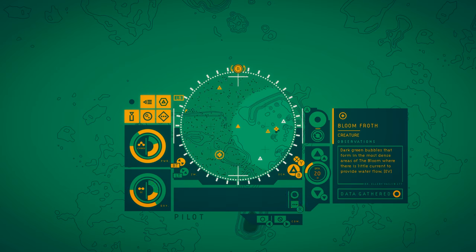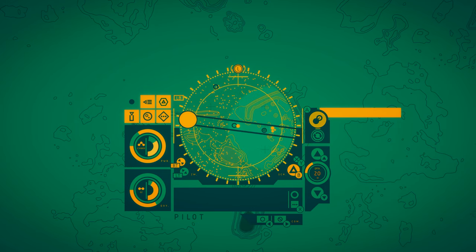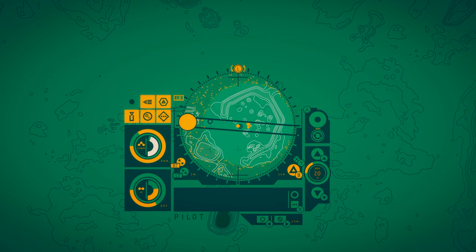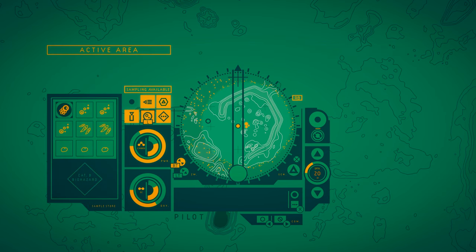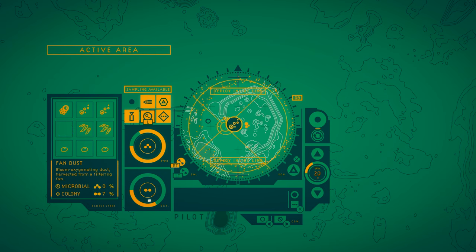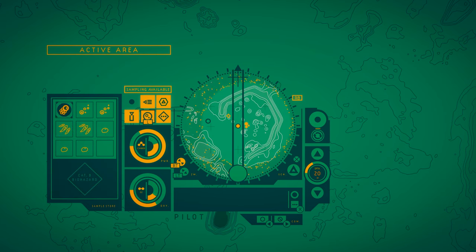Dark green bubbles that form in the most dense areas of the bloom where there's little current to provide water flow. Just nest workers, so not something new. What are these again? Fan dust. That's not too important to have a bunch of that, so I'm going to release some of these.